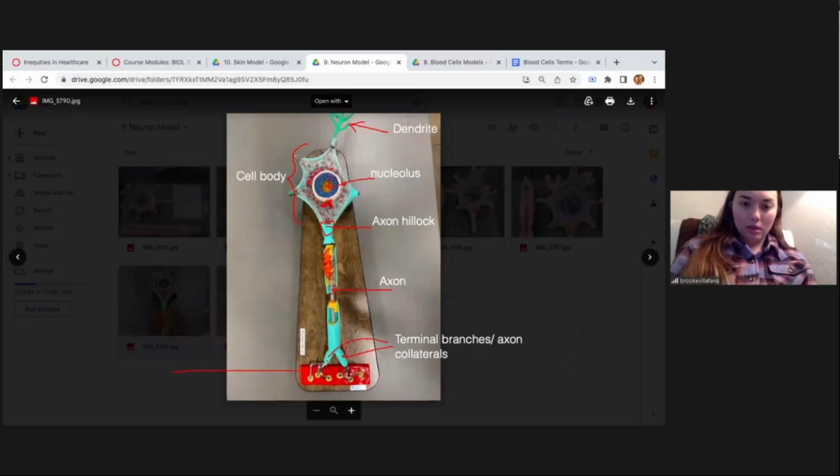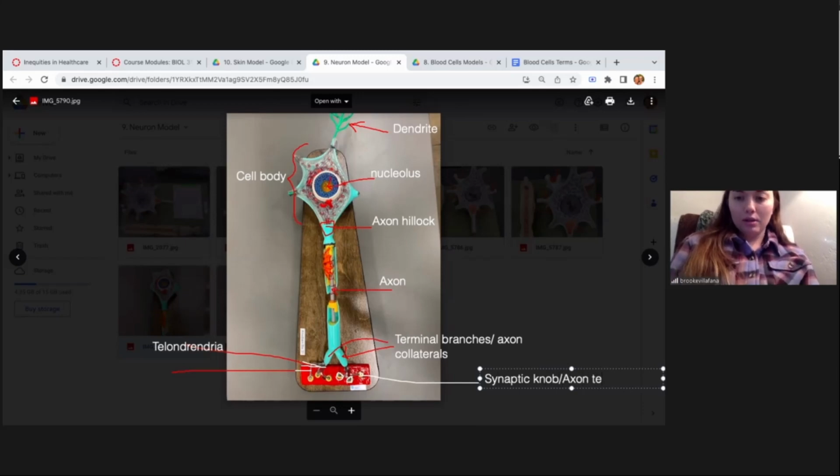Let me see if I get a different color. These little silver feet, does everybody see those? Those are our telodendria on this model. Remember how we said telodendria are the end of the neuron. And then at the very end here, we have these little knobs again, the little circles. Those are our synaptic knob or axon terminal. Good. So I'm all done labeling that one if you wanted to take a picture.